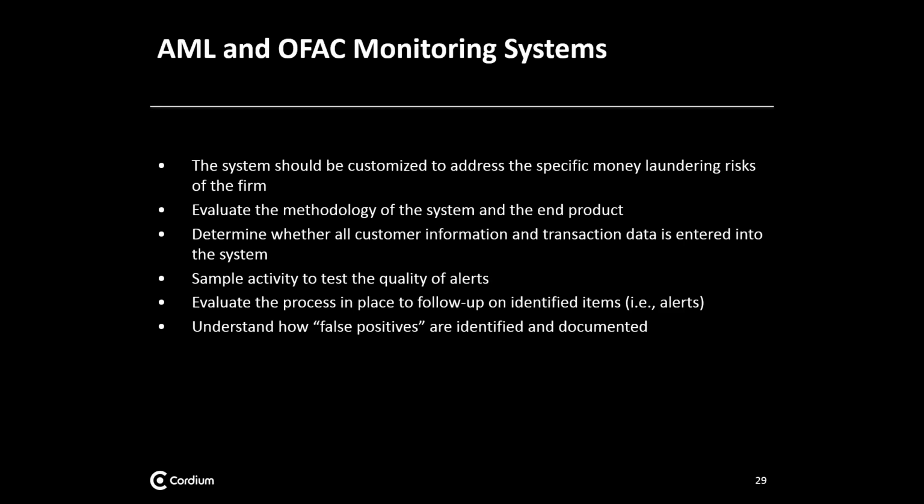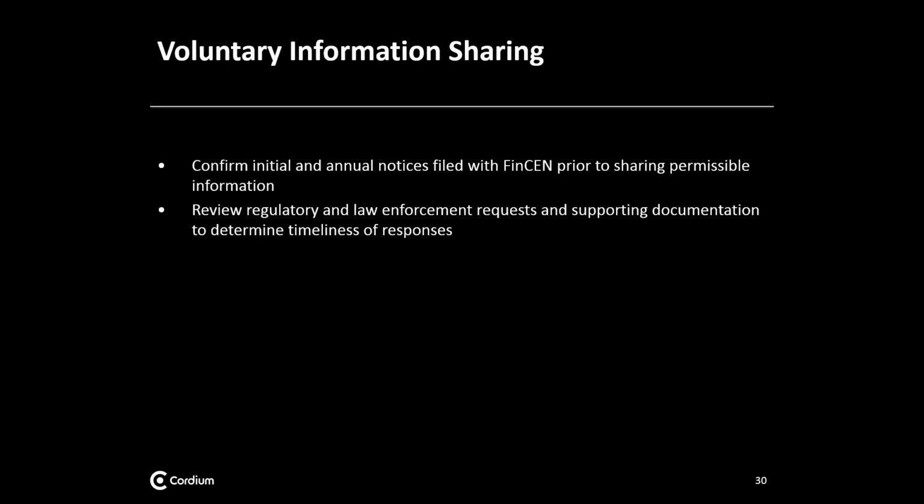The reviewer should sample activity to test the quality of alerts, evaluate the follow-up of any such alerts, and learn how any false positives are identified and documented. In regard to voluntary information sharing, the reviewer should confirm that initial and annual notices are filed with FinCEN prior to sharing permissible information. This can be done through a review of the regulatory and law enforcement request and supporting documentation.